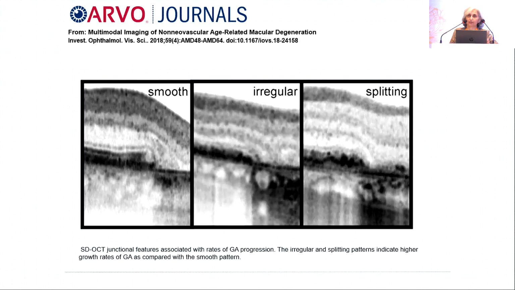Looking at the edge of the geographic atrophy, what do you see on the OCT edges? If you have a smooth edge like this, the risk of progression is less. But if you have an irregular edge like this, or if there is splitting, the chances of progression are much higher.